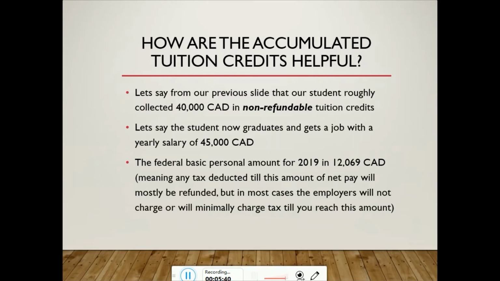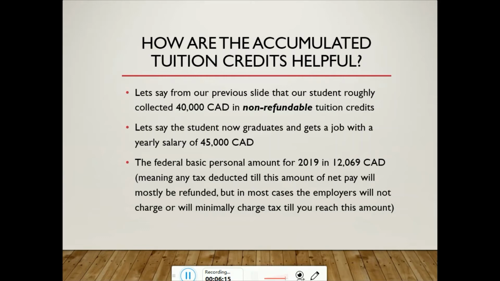Now, what does this amount mean? This means that any tax deducted on this amount of net pay will mostly be refunded, but in most cases, if you are working full time, the employers will not charge, or will minimally charge, tax till you reach this amount. So I'll explain this in two basic ways. First, if you are a student and you are working part time, and if your T4 is lower than $12,000, whatever tax has been deducted till your net pay reaches $12,000, you will get it all back.